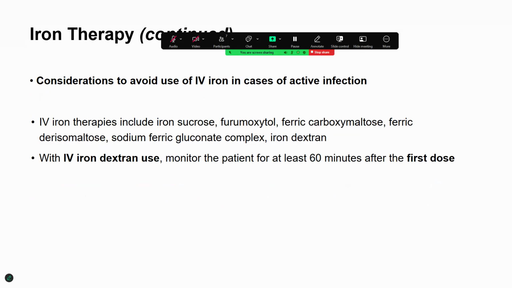Consideration to avoid use of IV iron in cases of active infection. And for IV iron dextran, they are still saying to monitor the patient, especially after the first dose.